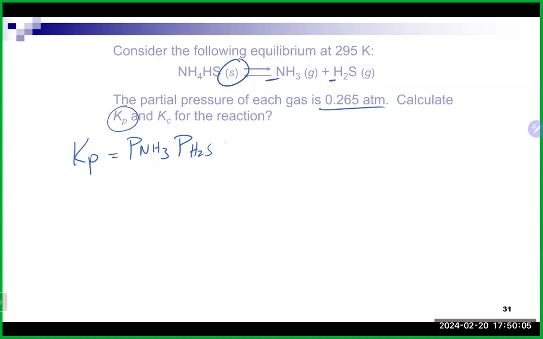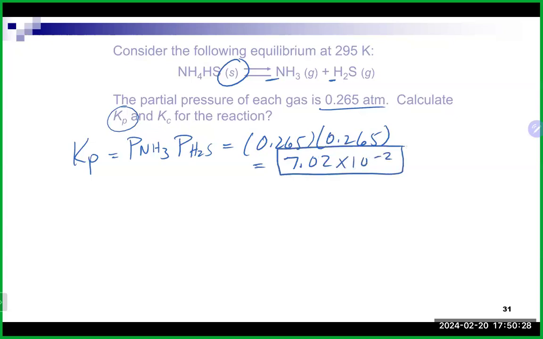And since each of our gases is 0.265, we're basically just going to square 0.265. It's going to be 0.265 times 0.265, and we will end up with a Kp here of 7.02 times 10 to the minus 2 in this particular case. Any questions on that so far?